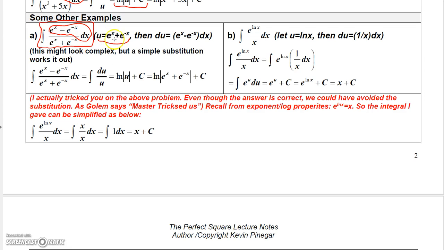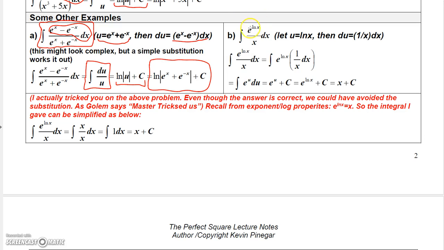Because if u is e to the x plus e to the minus x, then du would be e to the x minus e to the minus x dx, which is the numerator. So this one can just be written as the integral du over u, where u is e to the x plus e to the minus x. And then that equals the natural log of the absolute value of u, using your log formula, plus a constant. And then at the end we replace u with what it equals here, e to the x plus e to the minus x.